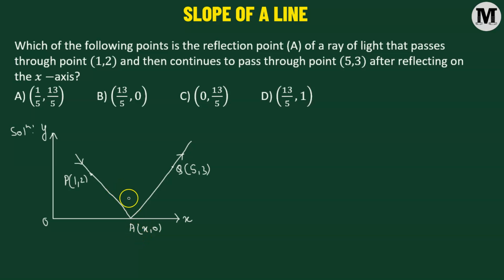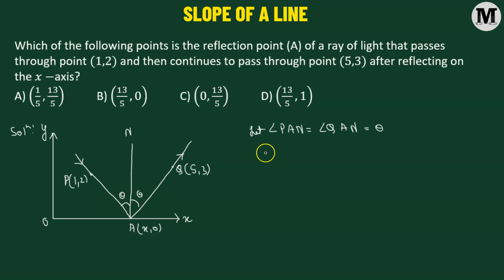point A. Now, from the laws of reflection, we'll first begin by drawing the normal ray. So this is the normal ray NA, which is perpendicular to the x-axis. Now, from the laws of reflection, we know that angle PAN will be exactly equal to the angle of reflection, which is QAN. So let angle PAN be equal to angle QAN, and let's say they have an angle measure of theta.